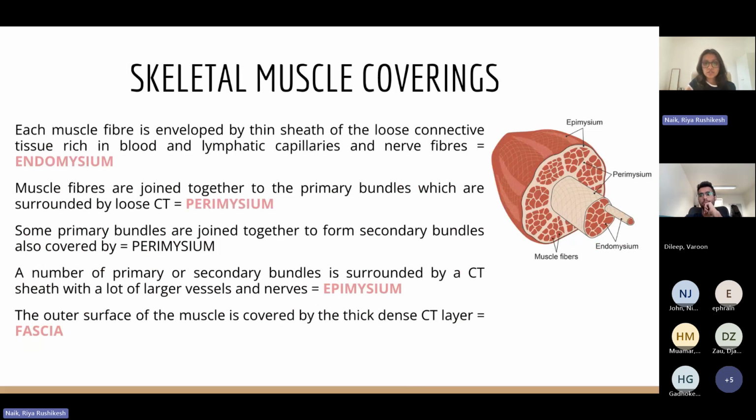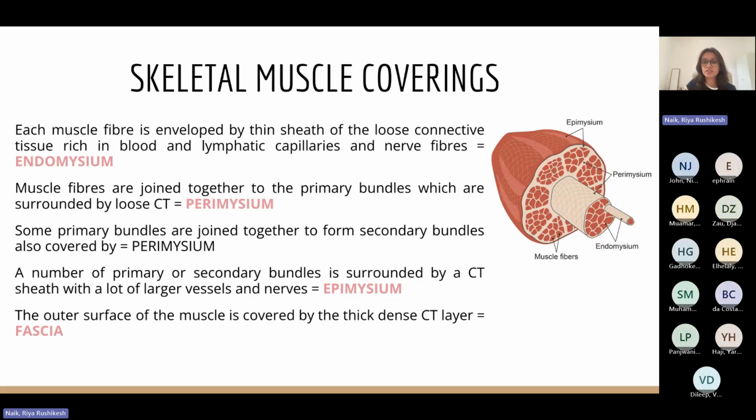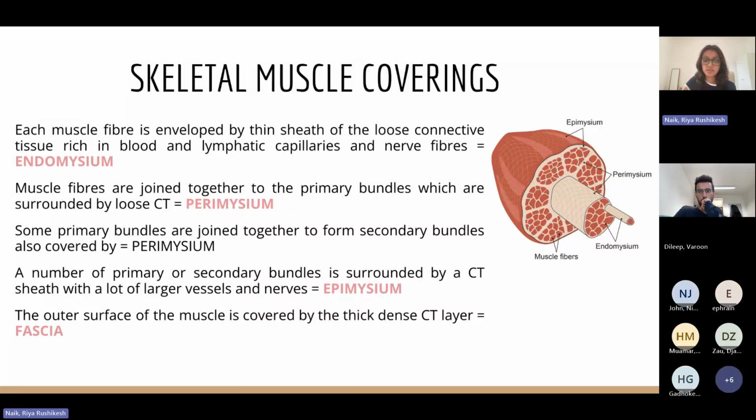The purpose of this loose connective tissue is basically to supply it with blood, and it also has lymphatic function, and there's also the nervous stimuli which is sent through this loose connective tissue. Now, multiple of these muscle fibers come together and form something called the primary muscle bundle, which is again enwrapped with loose connective tissue, and this is called the perimysium. In large muscles, multiple of these primary bundles can also join to form a secondary bundle, which is again going to be covered by the perimysium.